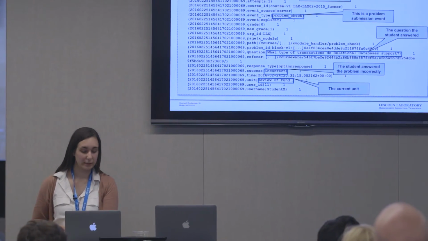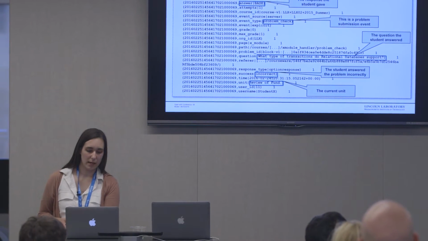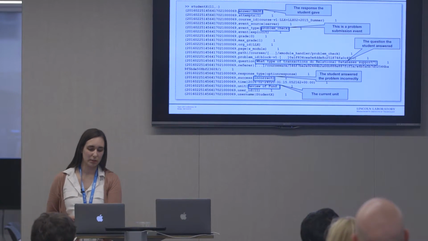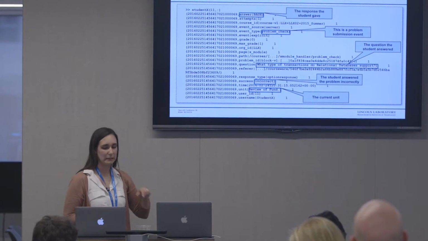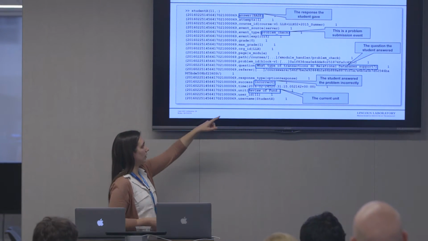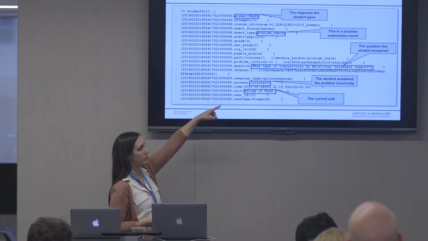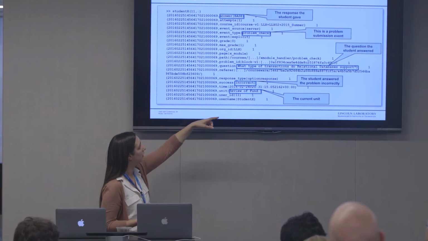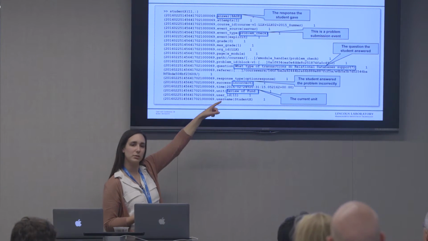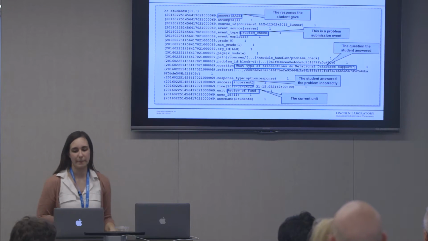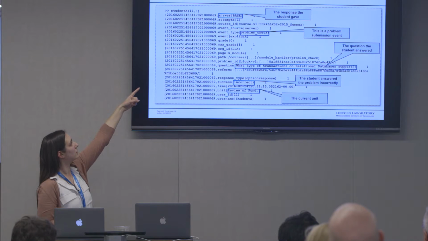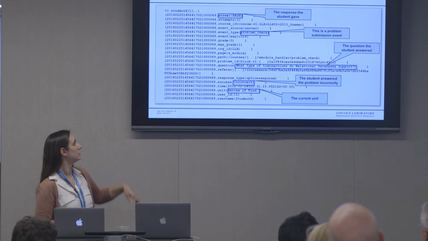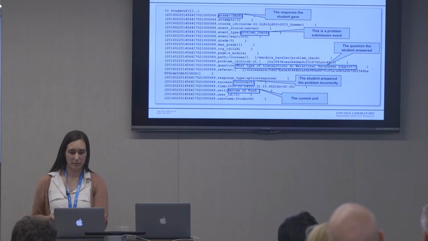Okay. This is a more interesting line. This is a question that a student answered. You can see things like the current unit, whether the student got the answer wrong or right, what the question was that the student answered, the fact that this is a problem check event, and what answer the student provided. And then there's things like attempts: how many attempts the student has made.